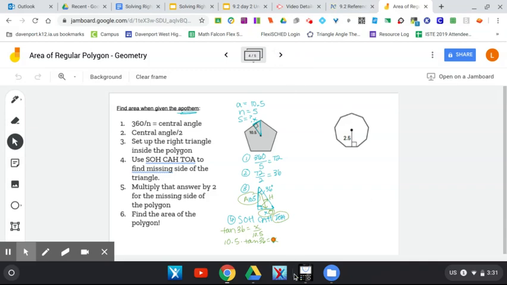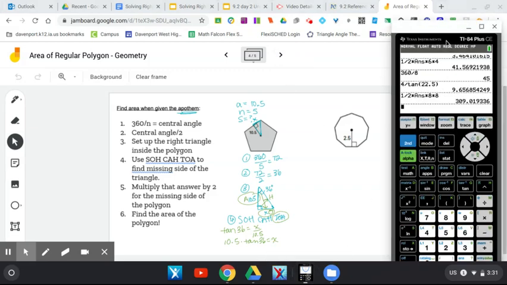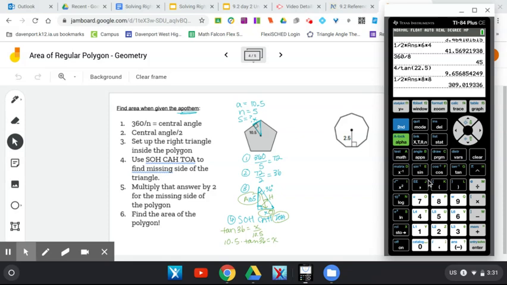So let's hop to the calculator. So 10.5 times tangent 36. Close your parentheses, hit enter. You get 7.628696544. Hang on to that decimal. Don't round it just yet, because in step 5, you are going to now take that value and you're going to multiply it by 2.